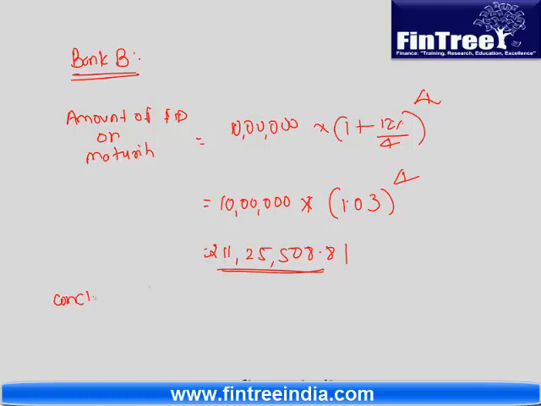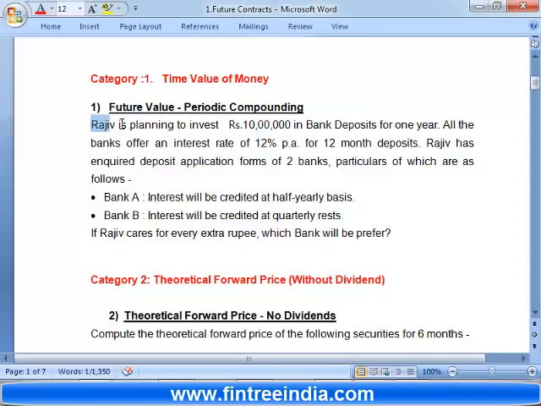And then conclusion below that. Conclusion. Since the amount on maturity of FD will be higher in case of bank B, Rajiv should invest his money in bank B. Are we okay here? Yes, and we anyways know the intuition. Higher the frequency, higher would be the amount. So had there been four options and the fourth one would have been weekly or monthly, then the largest frequency, compounding weekly, would have given us the highest.